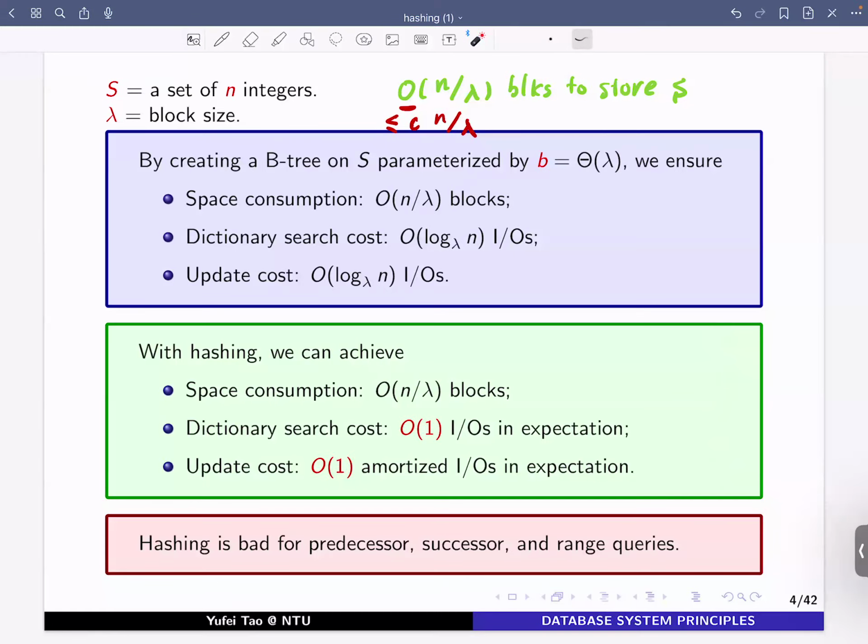So this comparison would make you feel that hashing seems to be the winner here. Well, in some sense, it is. However, you also have to understand this is strictly about dictionary search. The B tree, on the other hand, is a versatile structure. It's able to handle also predecessor search, successor as well, and also, importantly, range queries. With hashing, however, we're not able to support any of these operations. Hashing is basically a data structure that's designed specifically for dictionary search.